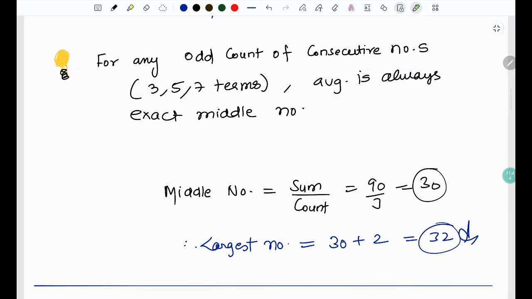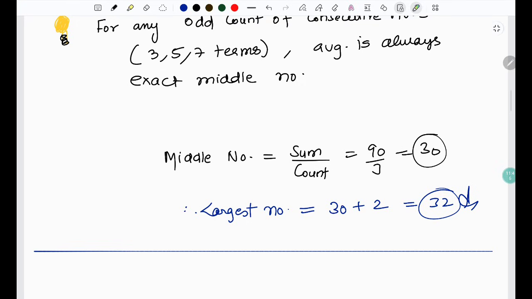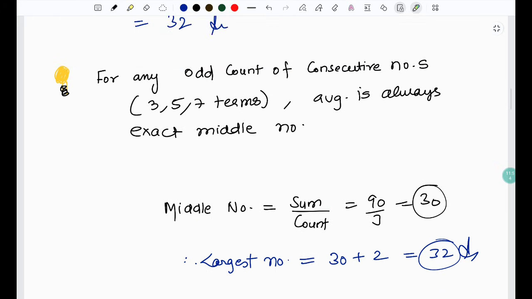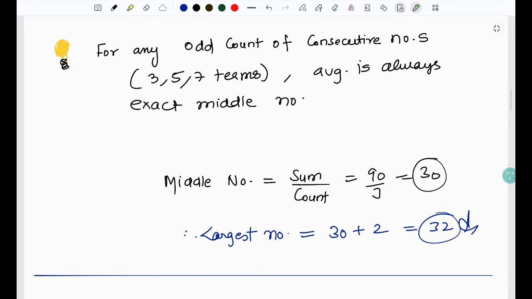And also, the concept is that the largest number is always the middle number. Sorry, the largest is not the middle number, my bad. The largest number will be the last term only, of course.